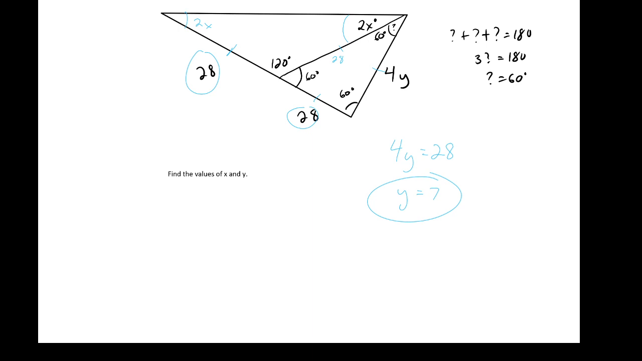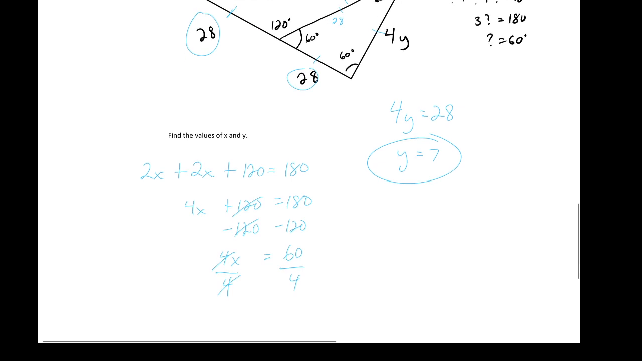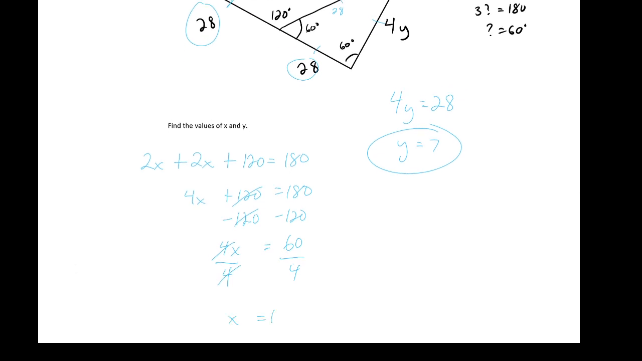So what we can do to solve is that we're going to have 2x plus 120 is going to be equal to 180 because that's going to be the interior angle sum of our other triangle, okay? So 2x and 2x is 4x. And now we're on our way algebraically. I'm going to subtract 120 from both sides. 4x is equal to 60. We're going to divide by 4 on both sides, right? And we're going to get that x is equal to 15.